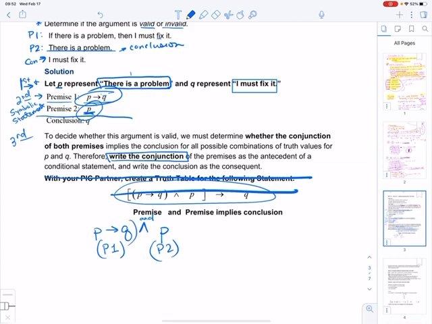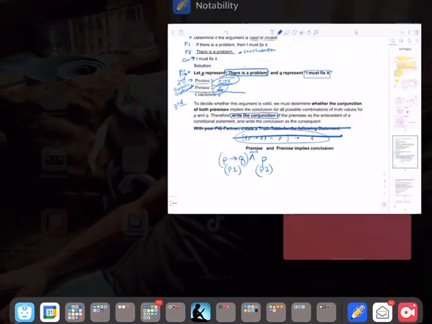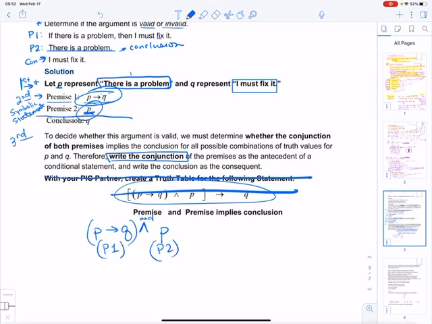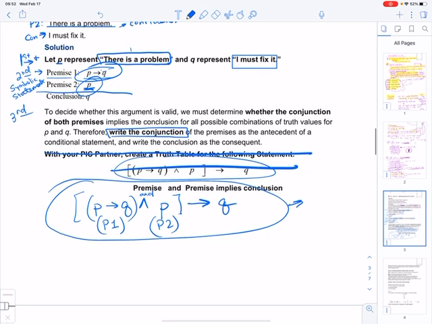Okay? So I'm going to take this. This is my first statement, my first premise, my second. I'm going to box it out. And then I'm going to take the conclusion, implies Q. And I'm going to create this conjunction in symbol form. So that's my third step.